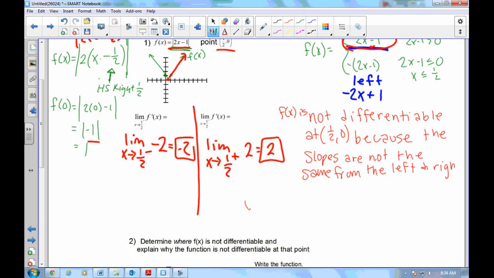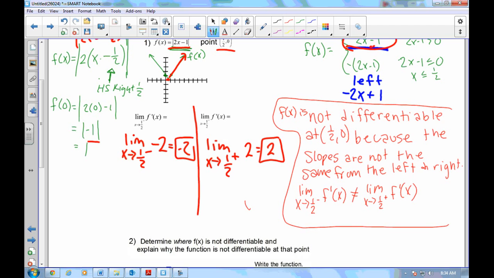You can also say, which I probably like better, the limit as x approaches 1/2 from the left of f prime of x does not equal the limit as x approaches 1/2 from the right of f prime of x. Because the f prime is talking about the slope of the tangent line, right? Derivative is the slope of the tangent line. The more you can correctly use limits in your explanations, the better.